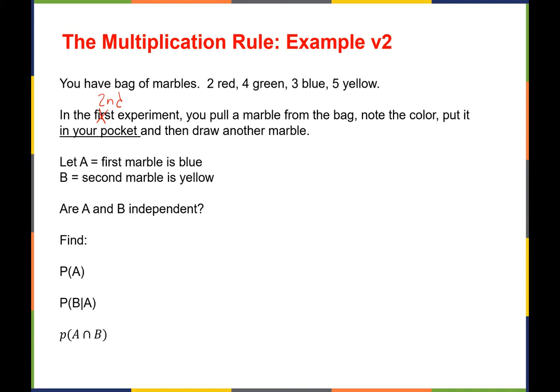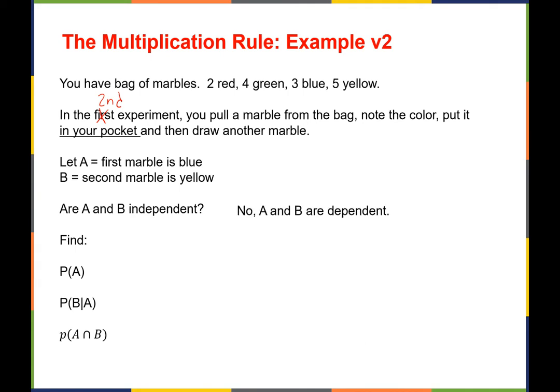We're going to look at the color. We're going to put it in our pocket, not back in the bag, and we're going to draw out another marble. All right, so the same events. A is that the first marble is blue, and B is that the second marble is yellow. I'm not going to even let you think on this one. I'm sure you guys have already noticed that, of course, A and B are not independent because we have fewer marbles in the bag.